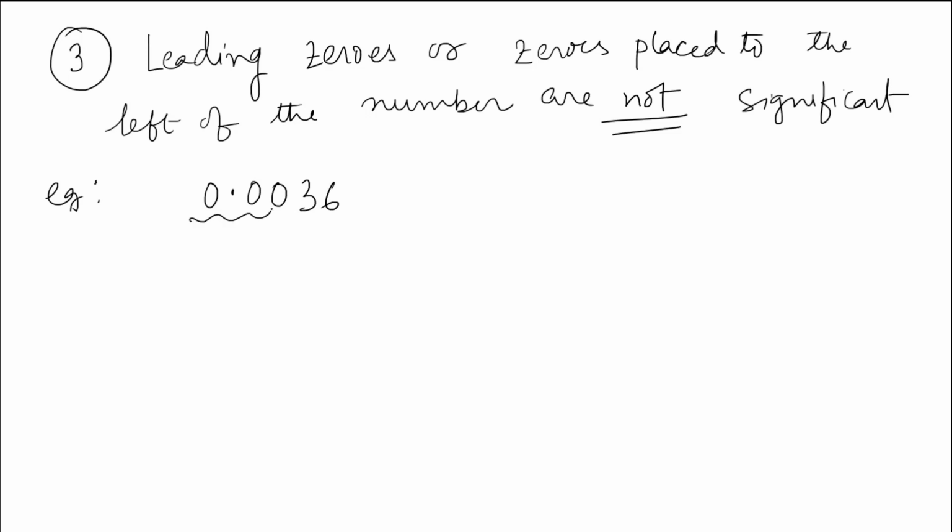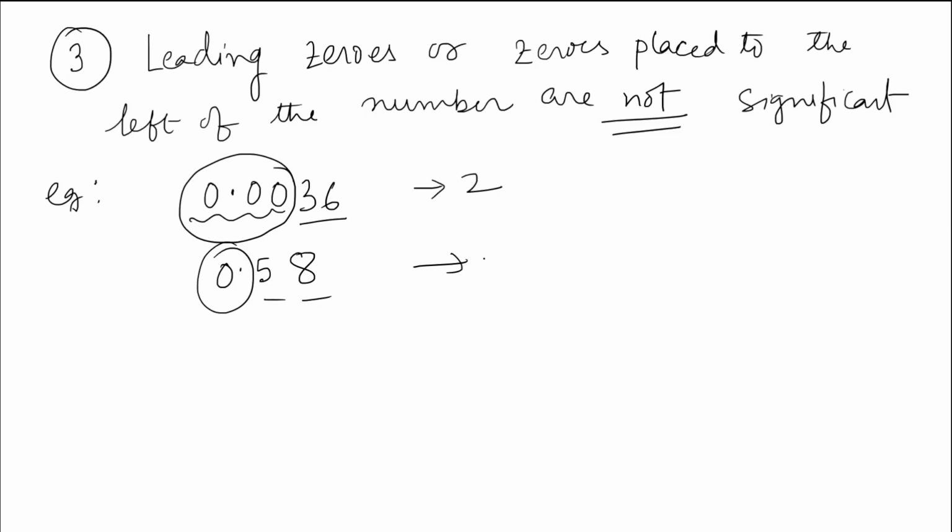0.0036. So how many significant figures are there? So these zeros which are at the leading part, आगे का जो zero है before the non-zero digit, those are not significant. So the number of significant figure is 2. 0.58. So the number of significant figure will be 2 here. 0.001. So the number of significant figure is 1.